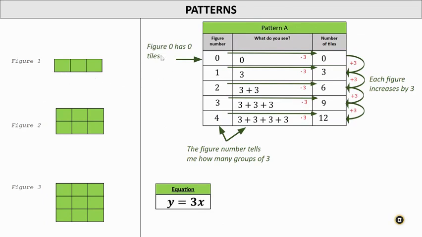For pattern A, figure 0 will have 0 squares. We are creating the table. For figure 1, we have 3 squares or tiles. For figure number 2, we have 3 plus 3. So it looks like we are adding 3 each time, which means we are multiplying by 3.